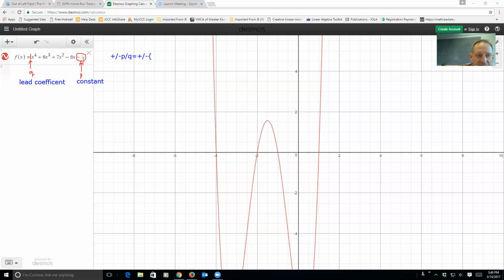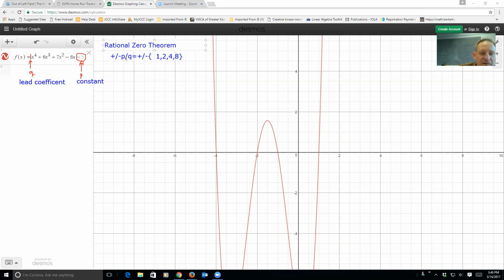Our P is -8, so we can think of that as 8, and the factors of 8 are simply 1, 2, 4, and 8. The factors of Q are just 1. So all the rational zeros will be plus or minus 1, 2, 4, or 8, all divided by 1. That is the list of possible zeros. That's what I do first, the rational zero theorem.